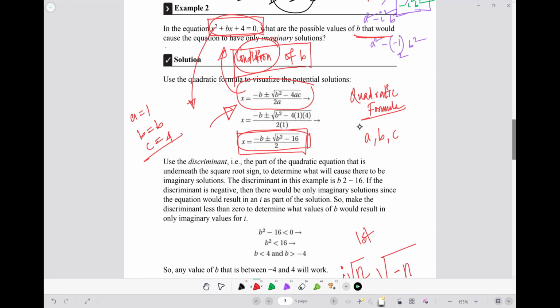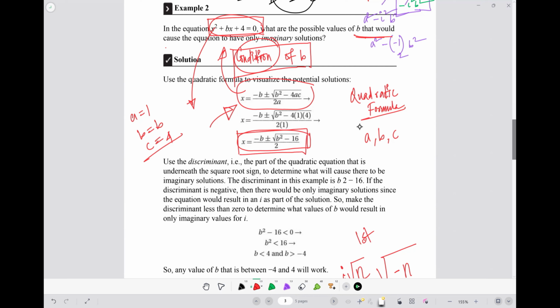And now tell me the condition of b that will affect the equation and give you the output as an imaginary solution. Now tell me the condition for b that will cause this equation to give an output of imaginary solutions. Okay, now think about it.